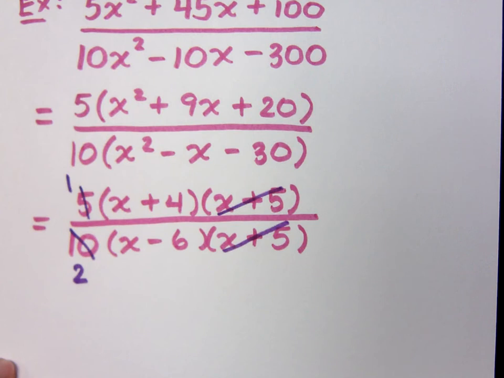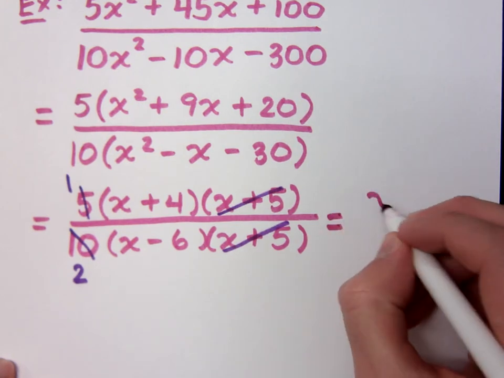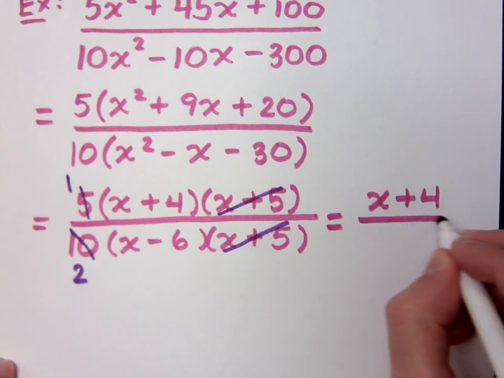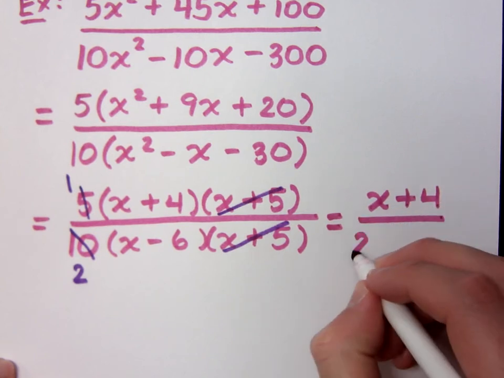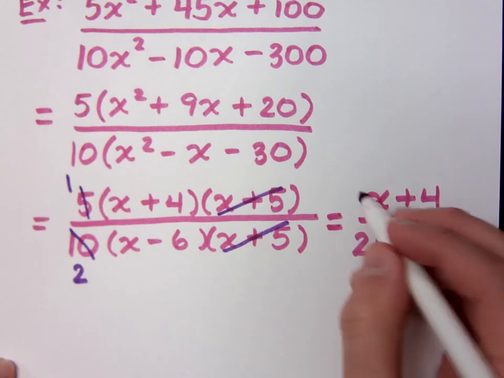So that means my answer is the numerator is x plus 5. What's in my denominator? x minus 6. Don't forget about the 2. It's 2 times x minus 6.